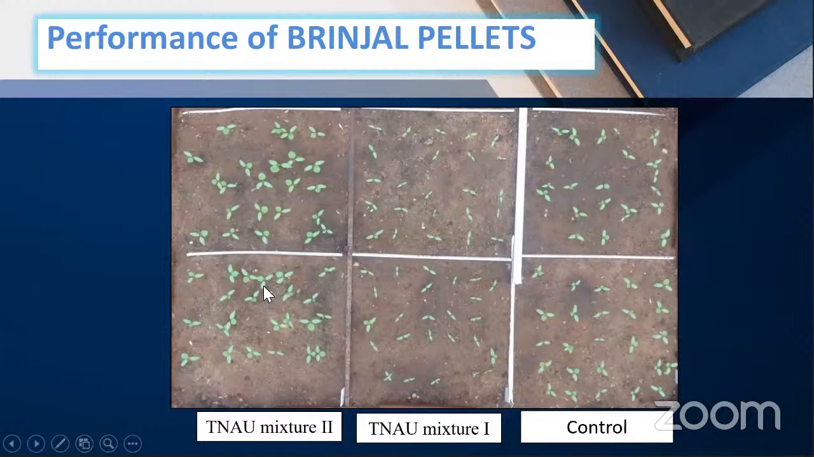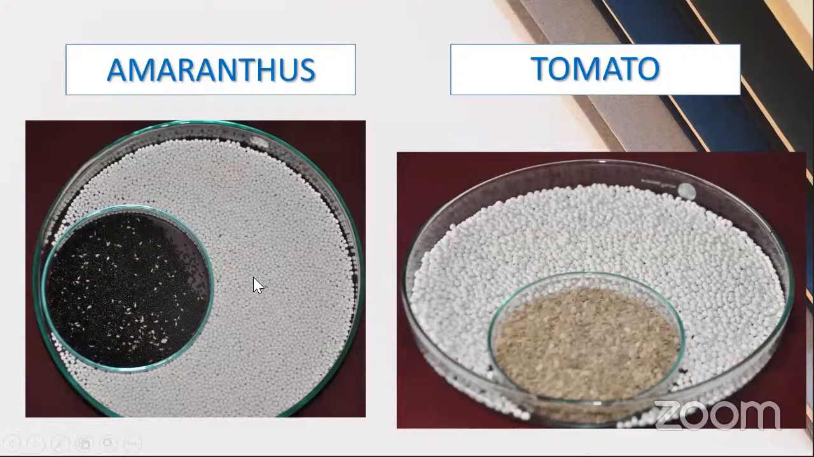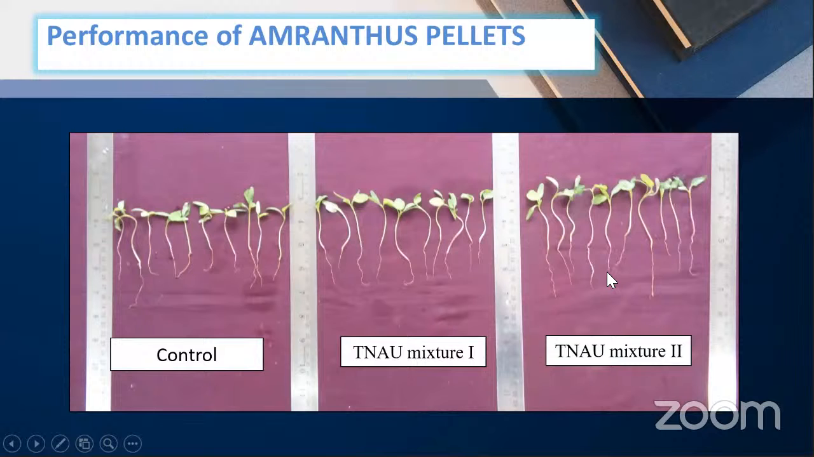That was an astonishing fact. Onion and carrot: there is no delay in speed of germination. Carrot is a very small seed, yet there is no delay in speed of germination. Germination percentages are also as good as the control. Amaranthus and tomato: so this is amaranthus. Seedling growth is also fine.